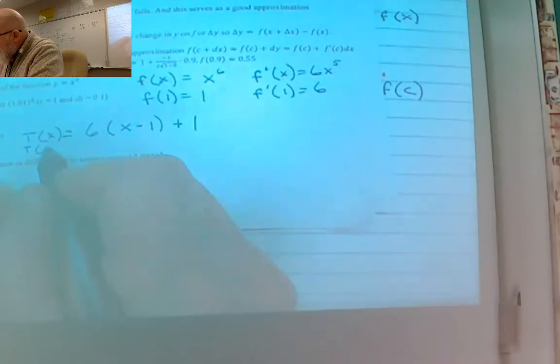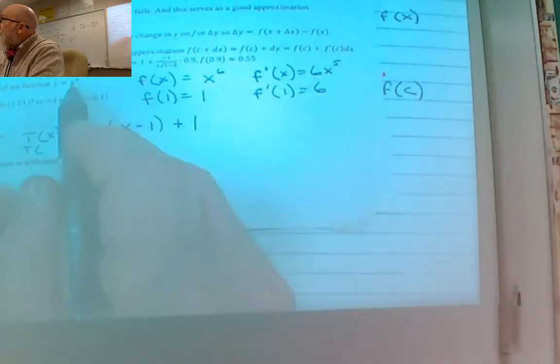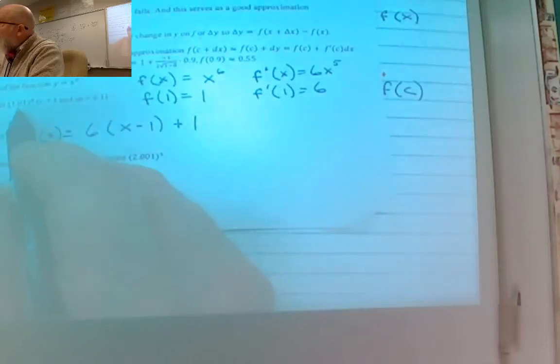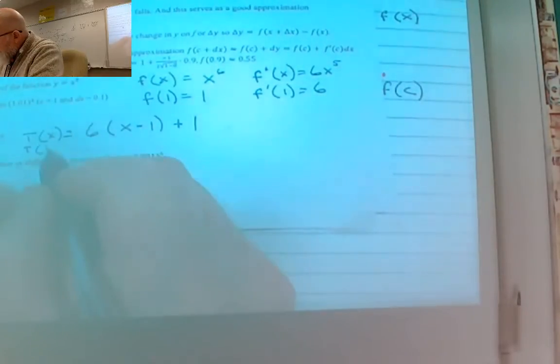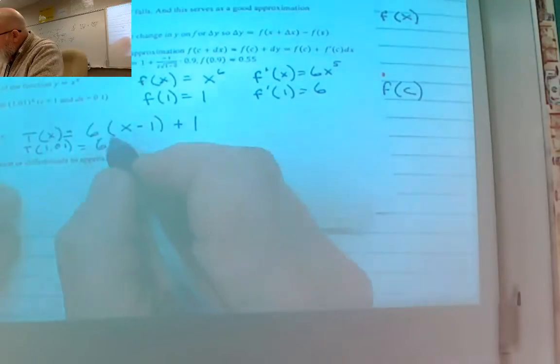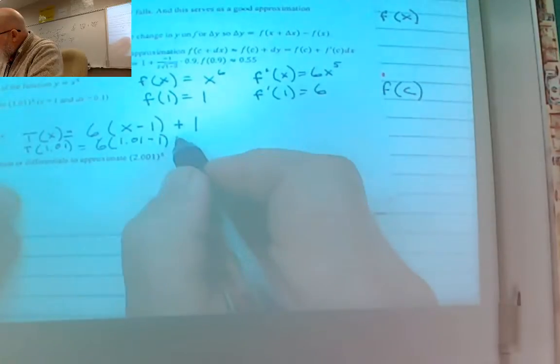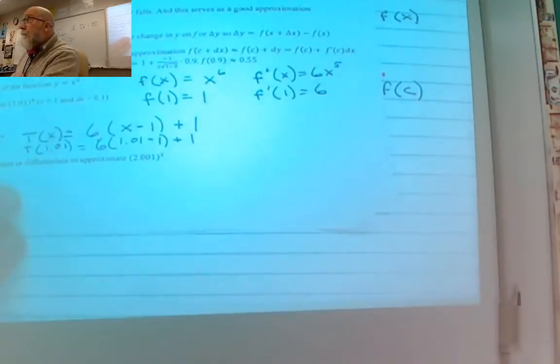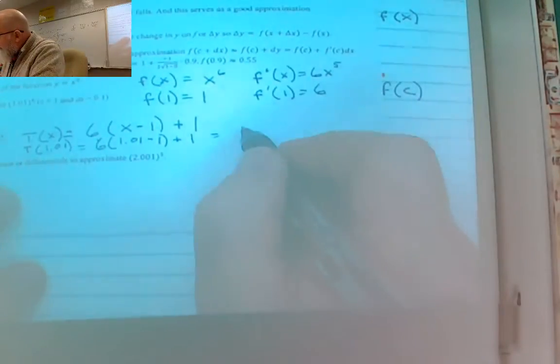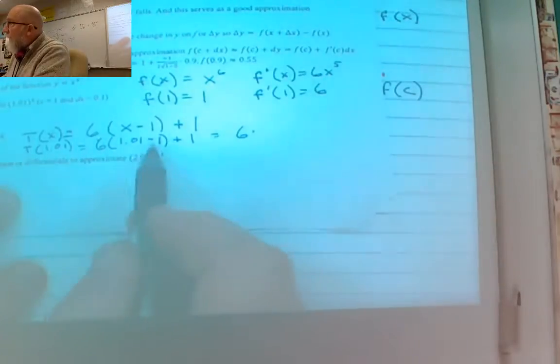Well, not in this case, because this is x, right? I'm not doing anything to x, right? Remember I had 1 minus x before, right? So what I'm putting in here is just x. I'm going to put in 1.01. So I'm going to have 6 times 1.01 minus 1 plus 1. Okay? What do I get? I get 6 times what? What do you get when you subtract that, Jeremiah?